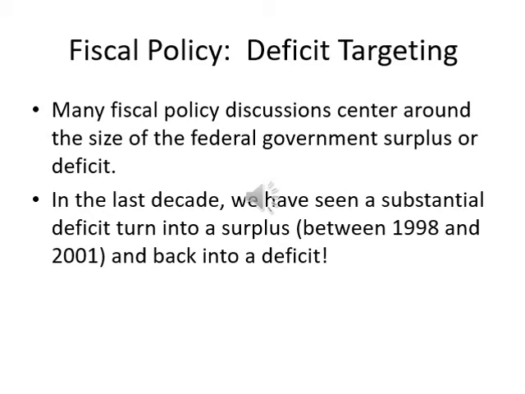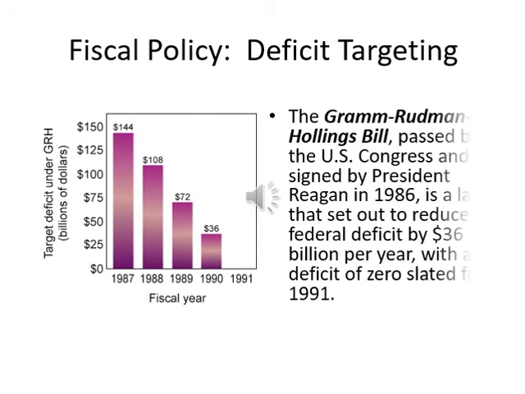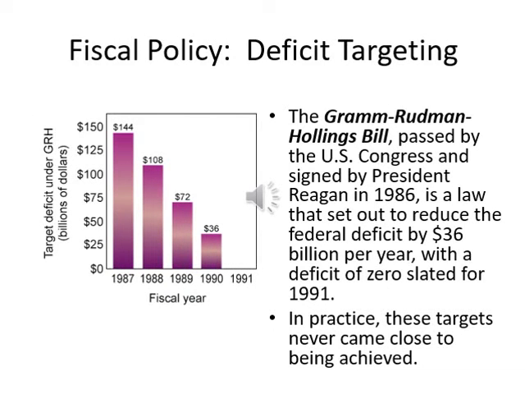The Gramm-Rudman-Hollings bill, passed by the U.S. Congress and signed by President Reagan in 1986, is a law that set out to reduce the federal deficit by $36 billion per year, with a deficit of zero slated for 1991. In practice, these targets never came close to being achieved.